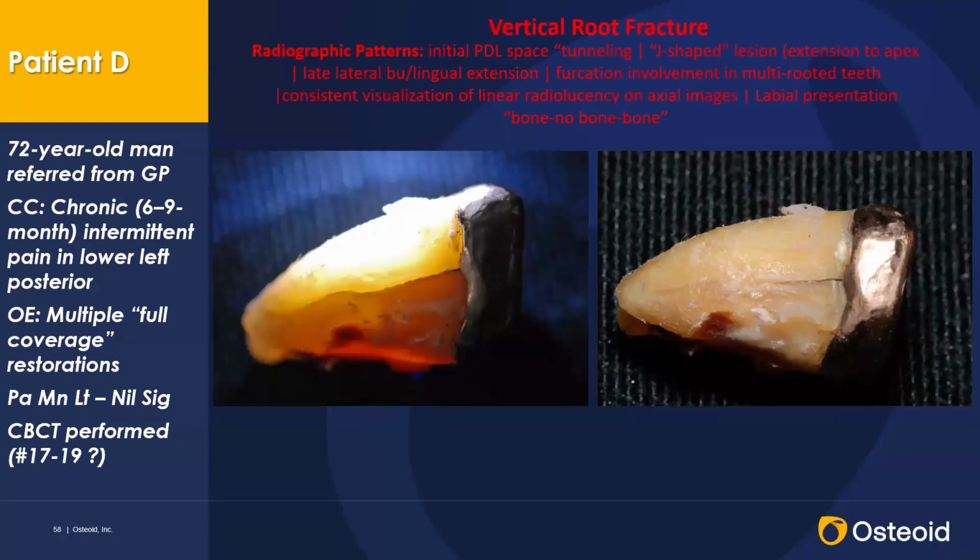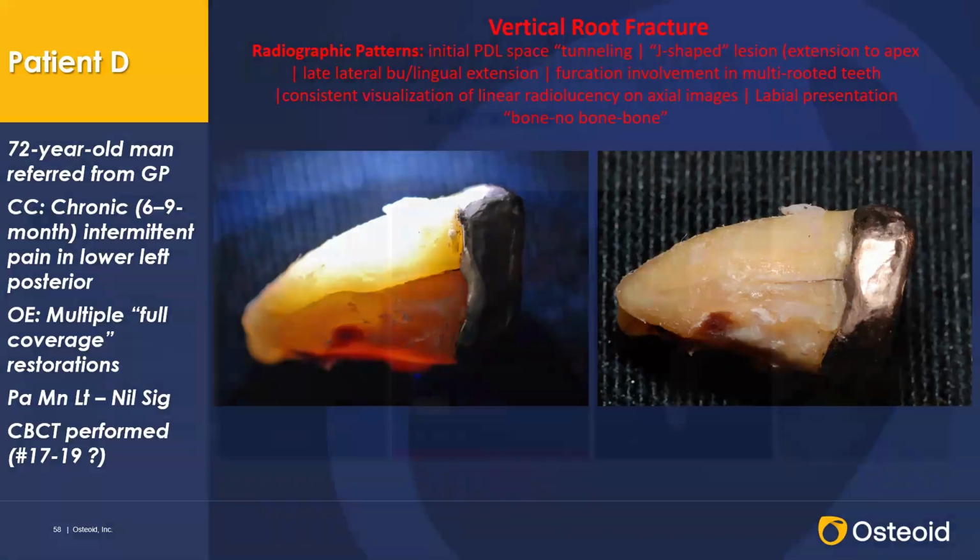So in this particular case, there were some features which are typical of a root fracture, but certainly the PDL space tunneling before it extends both labially is different. The furcation involvement, there's a consistent delineation of a linear radiolucency. And on the labial, and this was a mesial fracture, quite often there's a characteristic presentation of cervical bone intact, no bone about mid-root level, and bone in the apical level.